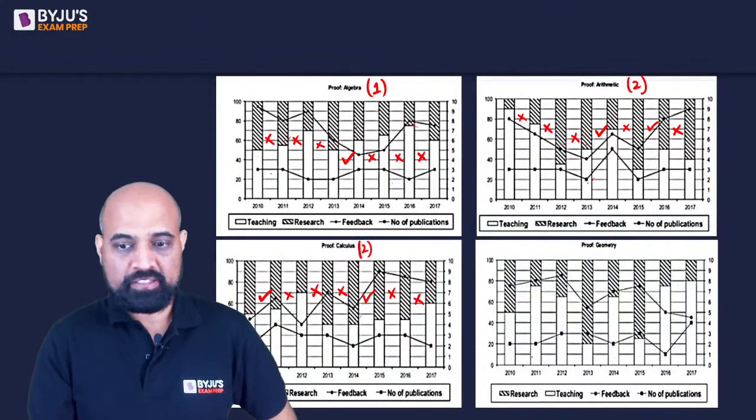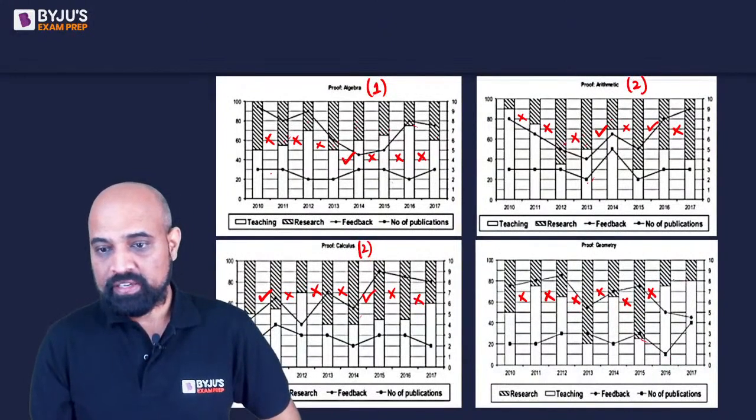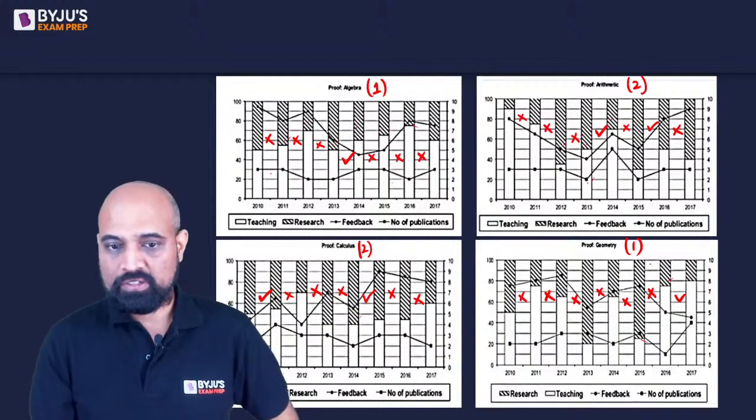Effort decreased, feedback remained constant, can't take this. Effort increased, can't take this. Effort increased, can't take this. Effort decreased, feedback decreased, can't take this. Effort increased, can't take this. Effort has decreased but feedback has also decreased. Here effort has decreased and feedback has increased, so we can take this.